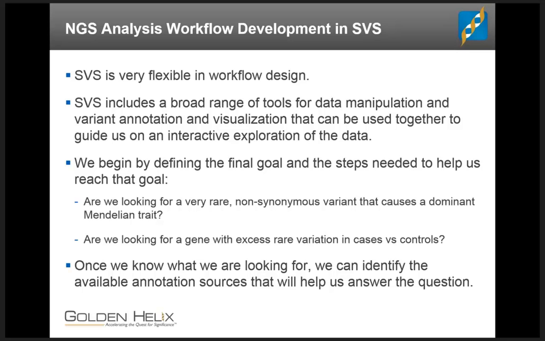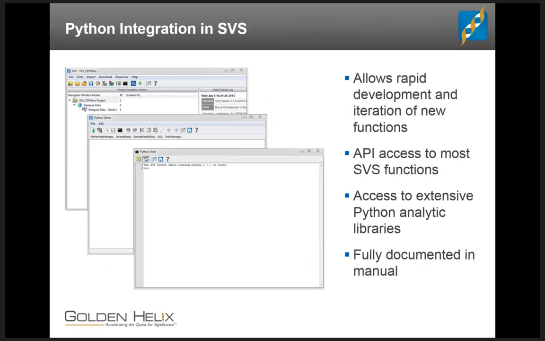So are we looking for a rare non-synonymous variant with a dominant Mendelian trait? We're looking for a gene with excess rare variation in cases versus controls, or even perhaps in comparison with a quantitative trait, so excess rare variation with higher values or lower values. So as long as we know what we're looking for, we can usually put together a workflow that will get us there. Now, one of the features in SVS that allows this incredible flexibility is Python integration.